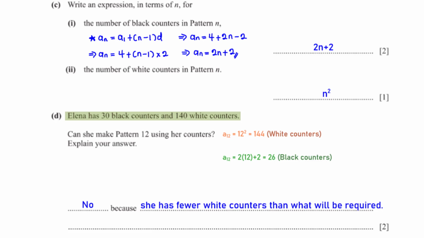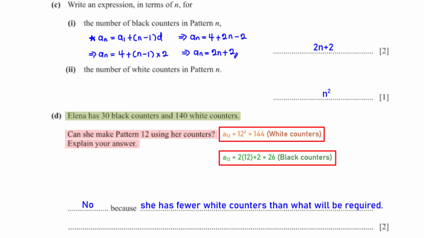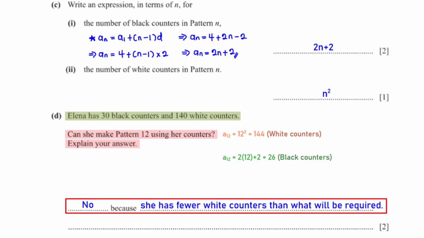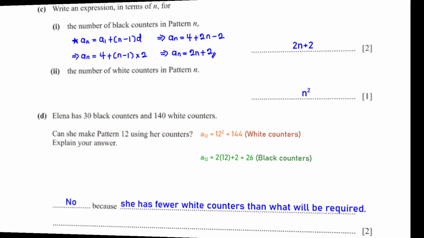Elena has 30 black counters and 140 white counters. Can she make pattern 12 using her counters? Explain your answer. The number of white counters in pattern 12 is 12 squared, which is 144. And the number of black counters in pattern 12 is 2 times 12 plus 2, which is 26. Based on this, our answer is no because she has fewer white counters than what will be required.